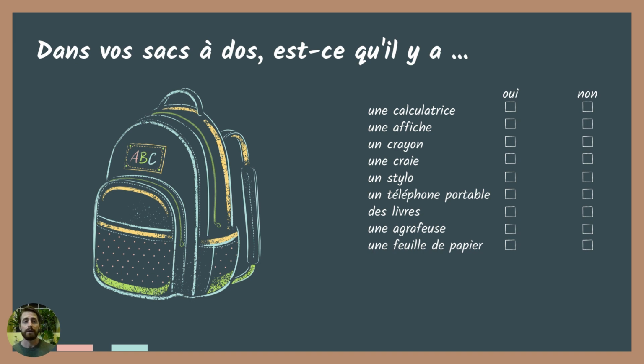So, la question c'est, dans vos sacs à dos, est-ce qu'il y a une calculatrice? Est-ce qu'il y a une affiche? Est-ce qu'il y a un crayon? Est-ce qu'il y a une craie? Est-ce qu'il y a un stylo? Est-ce qu'il y a un téléphone portable? So this would be a cell phone. Est-ce qu'il y a des livres? Est-ce qu'il y a une agrafeuse? A stapler. Est-ce qu'il y a une feuille de papier? So take a moment, pause the video, and do the activity.